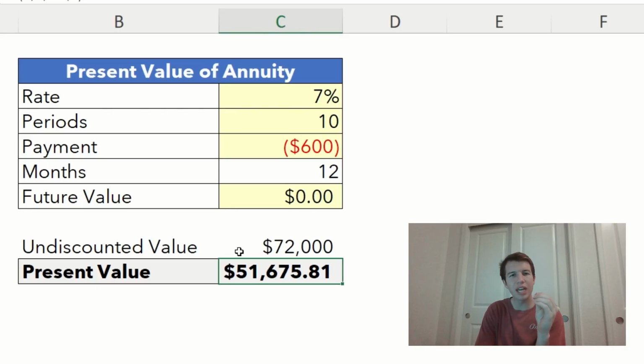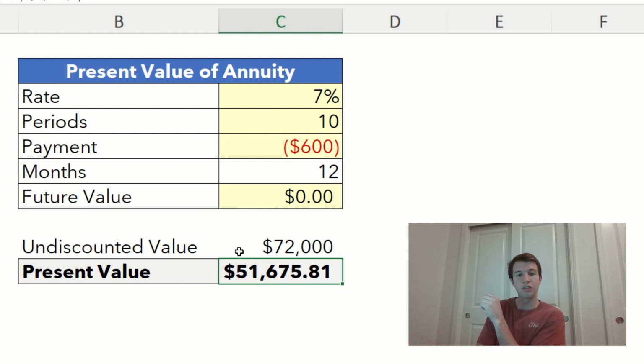It's $51,000, much less than the $72,000, because we're recognizing every time we receive that $600, we could put it in a security that gives us a 7% return. And because we can do that, the $72,000 we're going to get over time is only worth $51,000 to us right now.